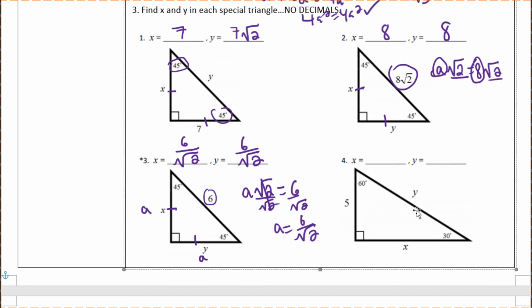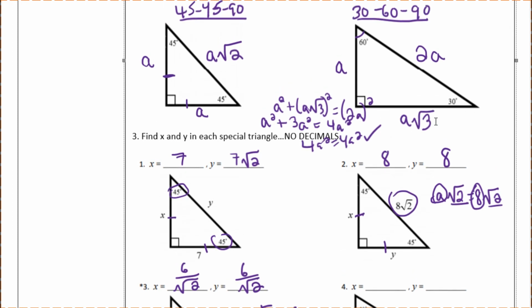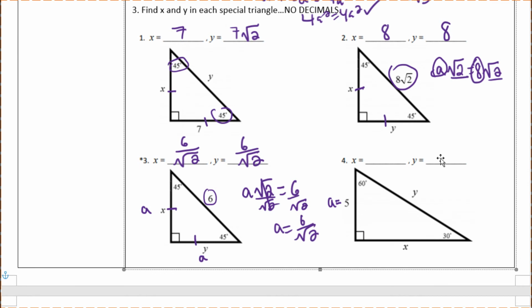For number 4, we have a 30, 60, 90 triangle. The side that is shortest, that's my a. So a equals 5. And if we look at the triangle above, the side that is next to the 30 is a times square root of 3. So if a is 5, then x has to be 5 square root of 3. Remember that this side is a square root of 3. So x is 5 square root of 3. And then the hypotenuse is twice a, right? 2a, which in this case is 2 times 5. So y is 10.